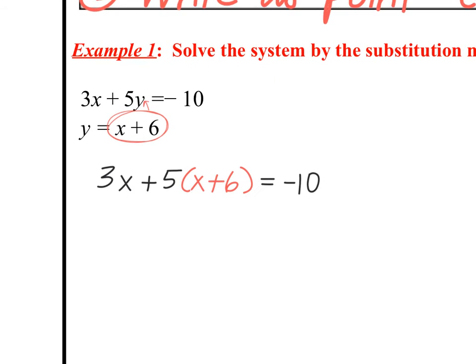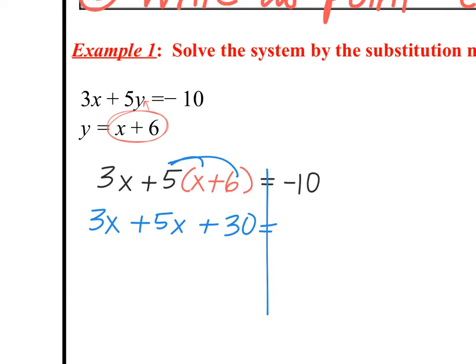So you're solving this equation just like you normally would. First thing you should do, distribute. And we're not distributing the 3x, so you can just bring it down. What's 5 times x? 5x. What's 5 times 6? 30 equals -10. Distribute. Now, combine like terms. You have 2 like terms right there. So you've got 8x plus 30 equals -10.